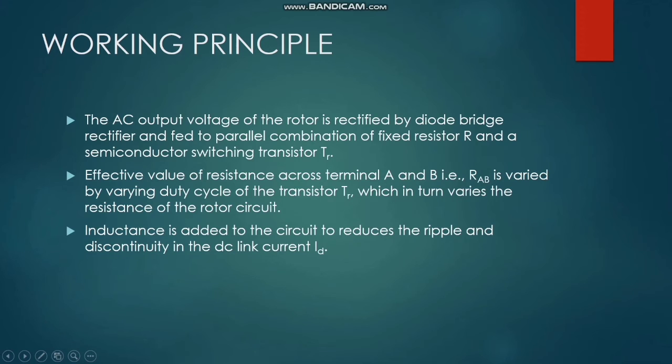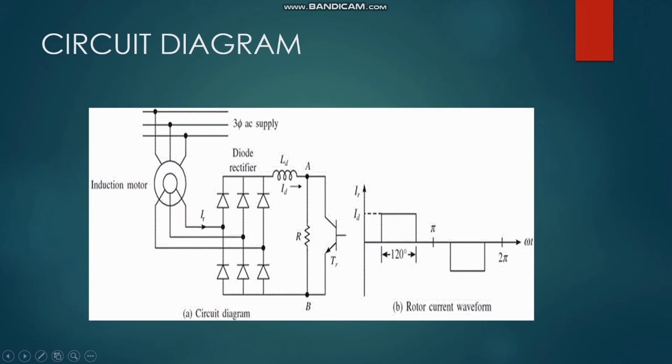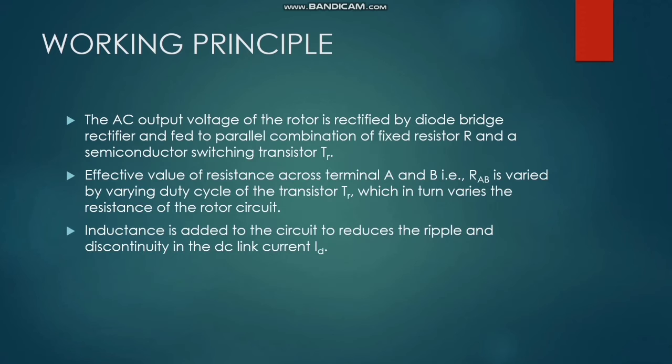The effective value of resistance across terminals A and B, RAB, is varied by varying the duty cycle of the transistor TR, which in turn varies the resistance of the rotor circuit. Here, we vary the duty cycle of the transistor TR so that the resistance can be varied. So simply by varying this, we can control the resistance, and by varying the resistance, we can control the speed of the induction motor. In this way, the speed control of the induction motor is done.